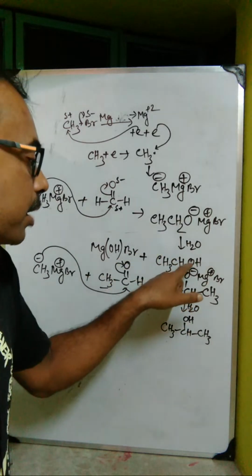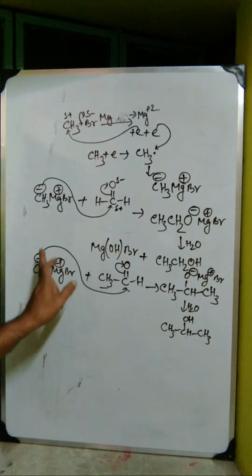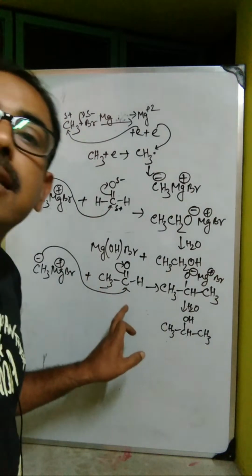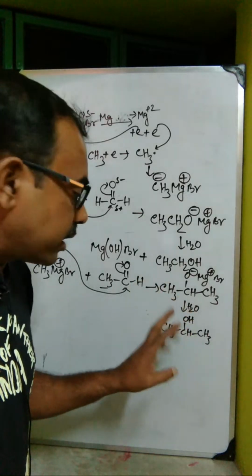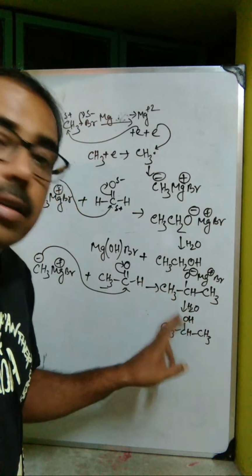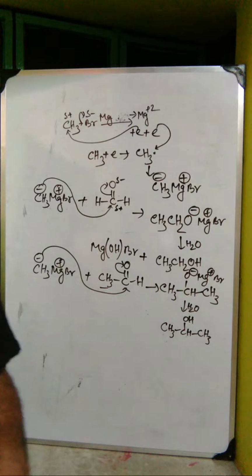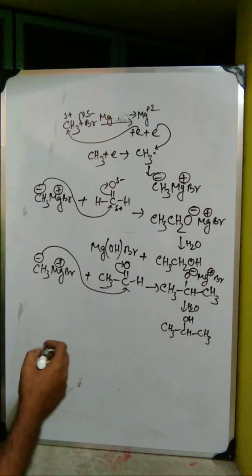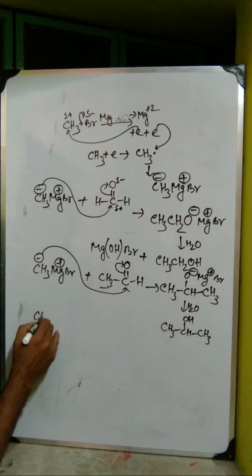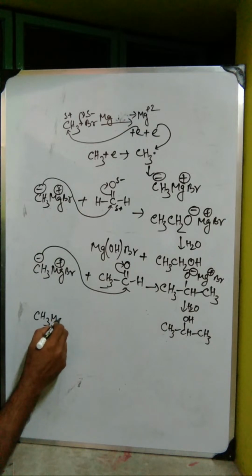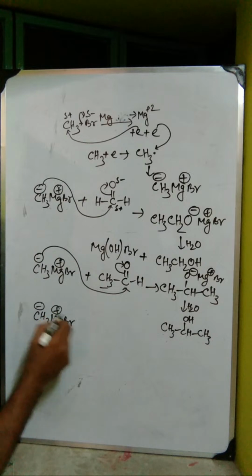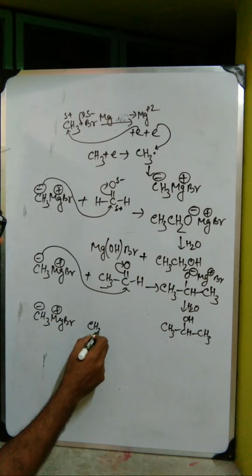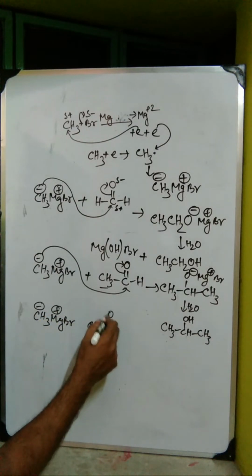Ethyl alcohol is a primary alcohol. When Grignard reagent is treated with acetaldehyde, a secondary alcohol is formed. A secondary alcohol is one where the OH-carrying carbon is bonded with two carbon atoms. Now what happens when Grignard reagent CH3MgBr is treated with acetone, CH3-C double bond O-CH3?